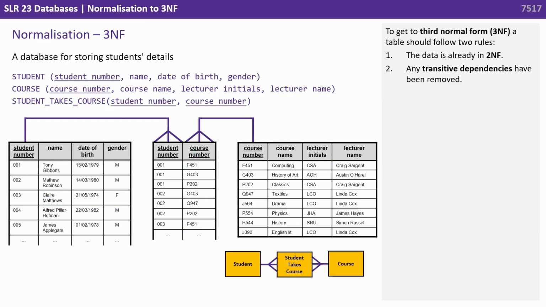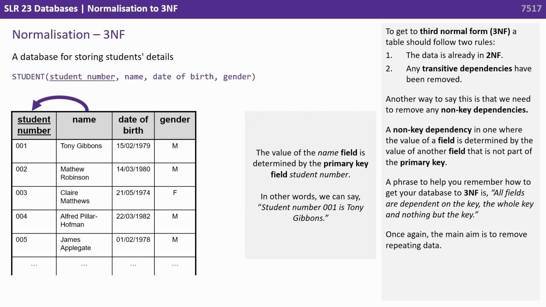So to get to third normal form, a table should follow 2 rules. The data is already in second normal form, and any transitive dependencies have been removed. Another way to say this is that we need to remove any non-key dependencies. A non-key dependency is one where the value of a field is determined by the value of another field that is not part of the primary key. A phrase to help you remember how to get your database to third normal form is: all fields are dependent on the key, the whole key, and nothing but the key. Once again, the aim is to remove repeating data.